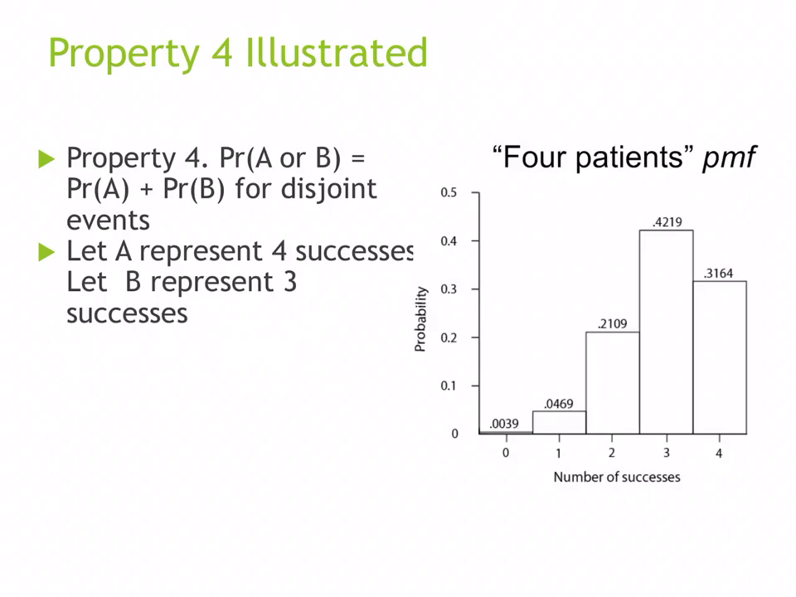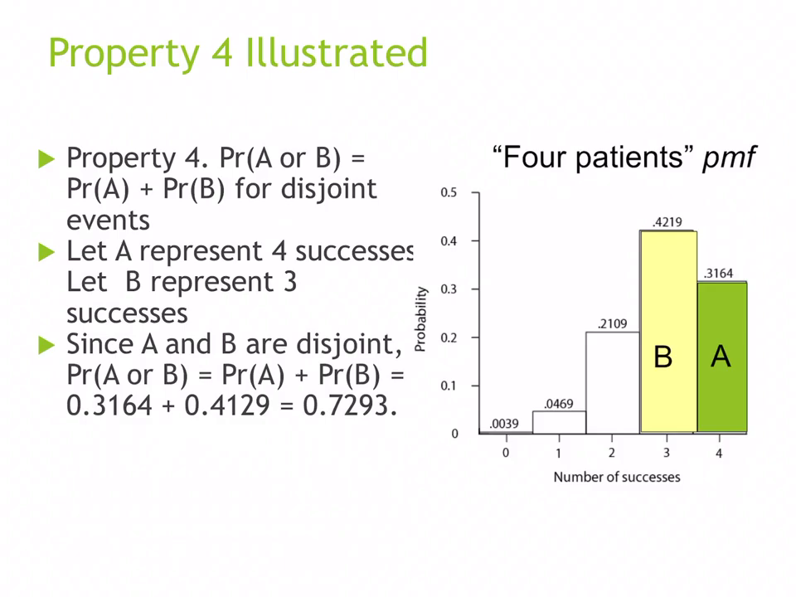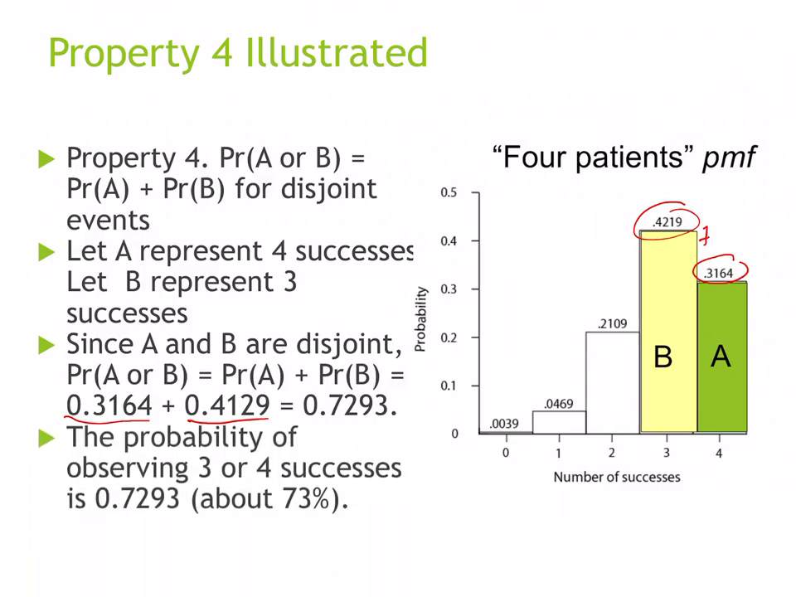So here's our 4 patients and PMF example again. Let A represent 4 successes, let B represent 3 successes. We have the probability of the A event and the probability of the B event. Since A and B are disjoint, the probability of A or B is equal to the probability of A plus the probability of B, which is 0.3164 plus 0.4219, adding together to 0.7293. So the probability of A or B occurring, since they're disjoint events, you can add them together. The probability of 3 or 4 successes is about 73%.